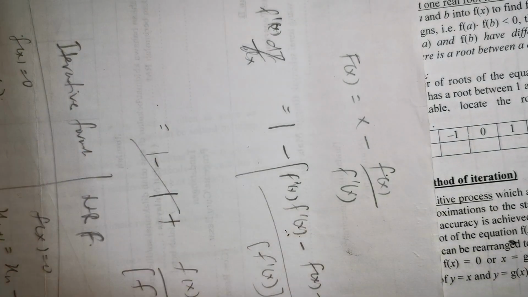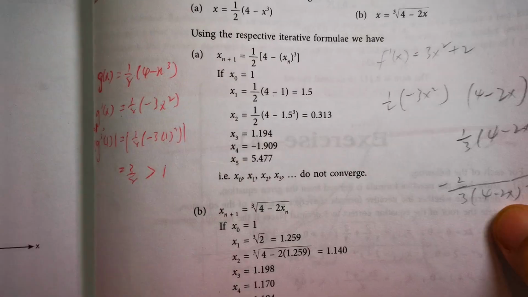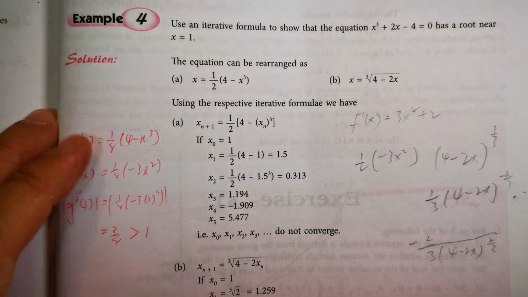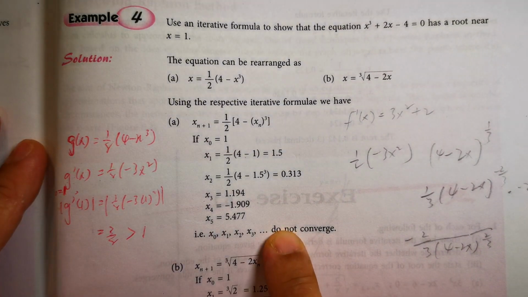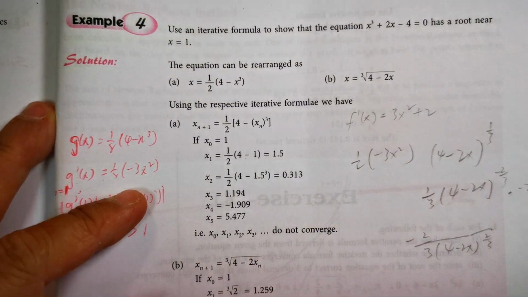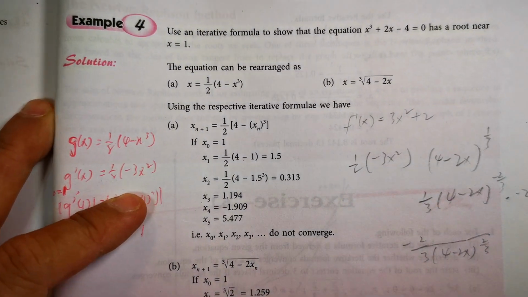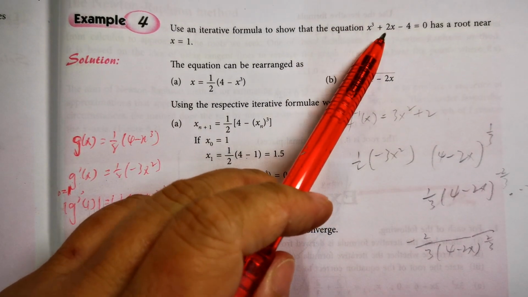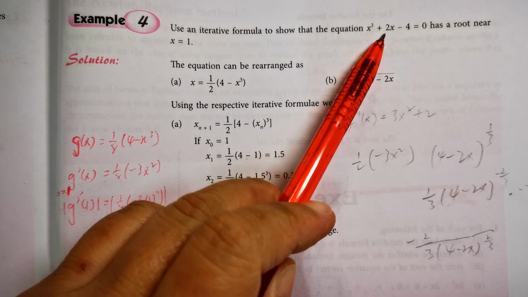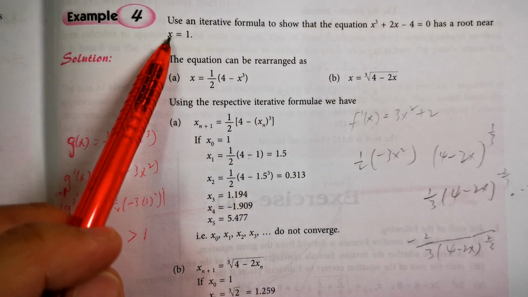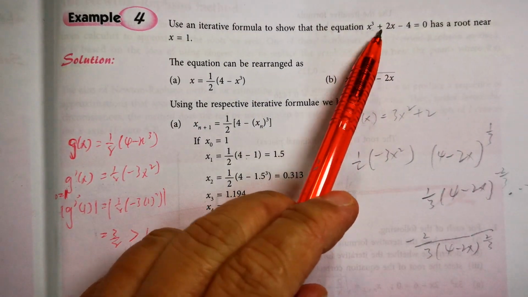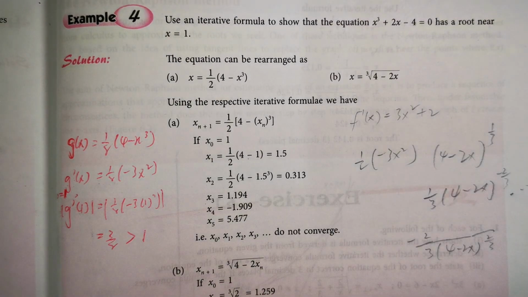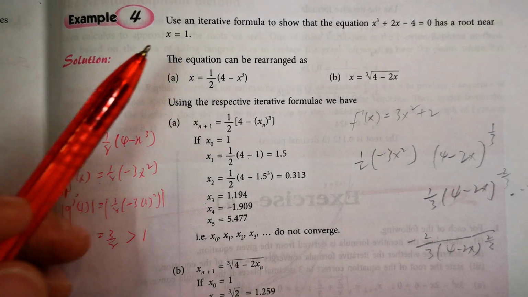Okay, the next example, Example 4. Let's see the next example. Also quadratic. Use the iterative formula to show that this equation has a root near x equals 1. So they give you the initial value of x that you should choose already, which is here.